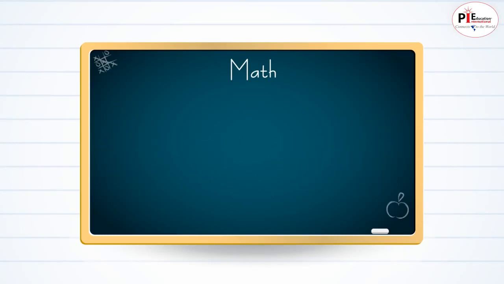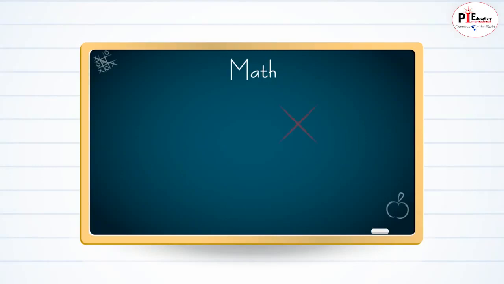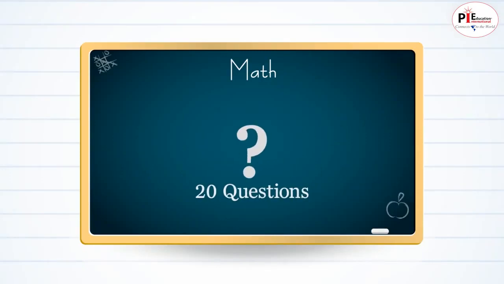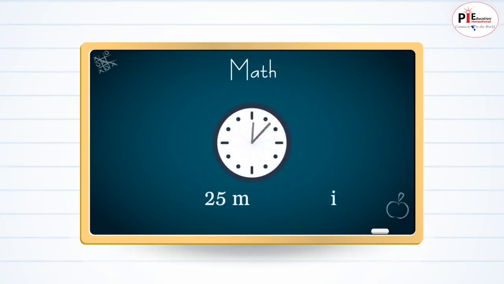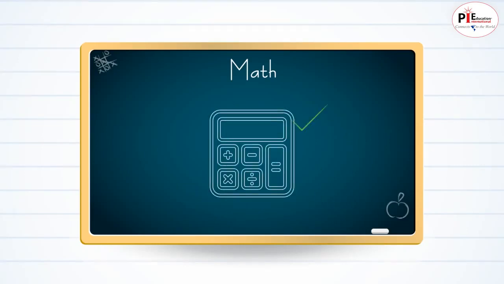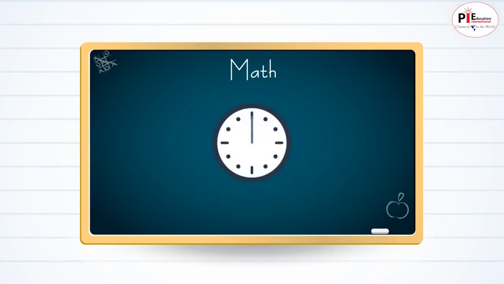The test covers all math practices with an emphasis on problem solving, modeling, using appropriate tools strategically, and recognizing and using algebraic structure. You cannot use a calculator for the first math section, which has 20 questions to be completed in 25 minutes. You are permitted to use a calculator for the second math section, which has 38 questions to be completed in 55 minutes.